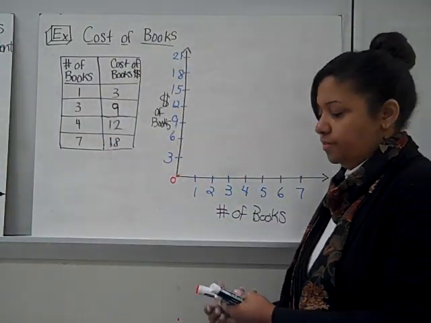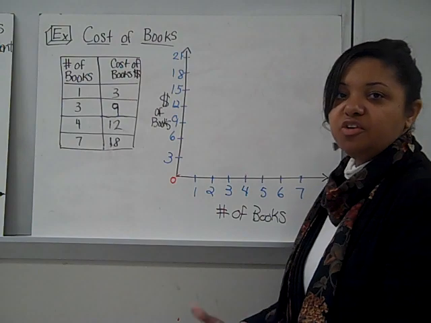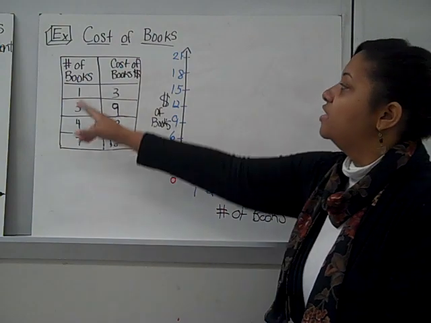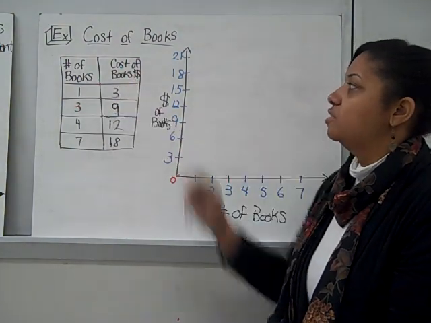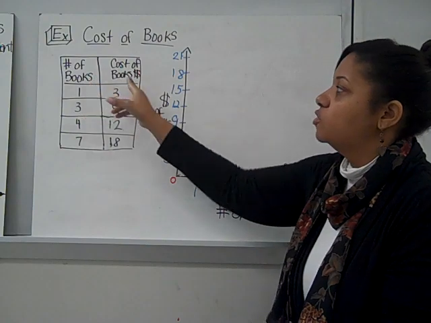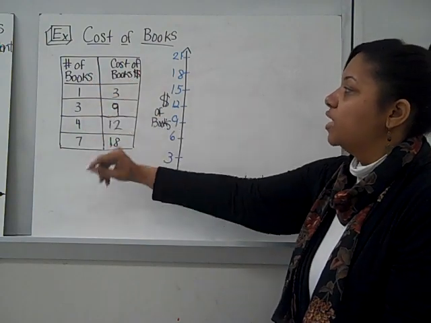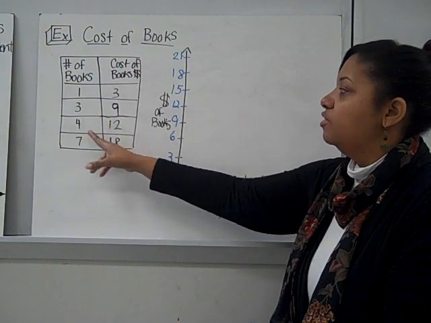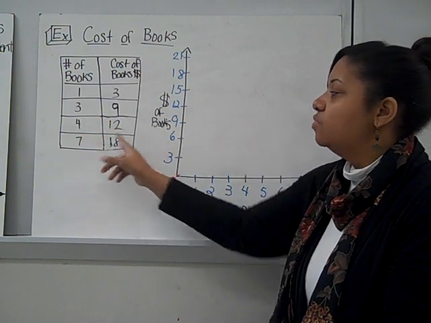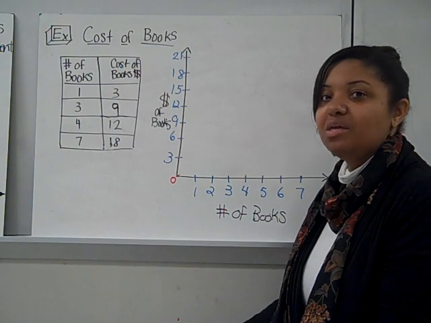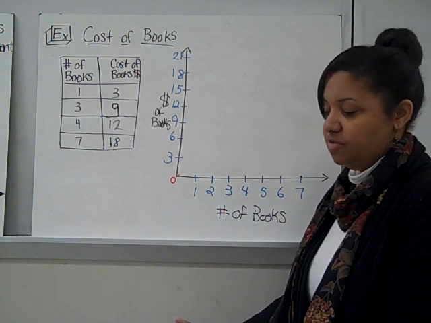Let's look at a different one. This is the cost of books. So it has the number of books versus the cost of the books. So we have 1 book equaling $3, 3 books equaling 9, 4 books equaling 12, 7 books equaling 18. It seems like it might be in proportion, but let's just look at the graph and see.